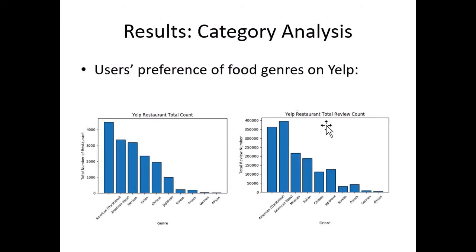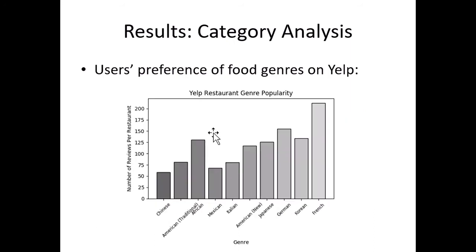This graph shows the same concept applied to a different dataset, which is the different food genres. We can see American food is clearly the winner for both the restaurant total count and the total review count.